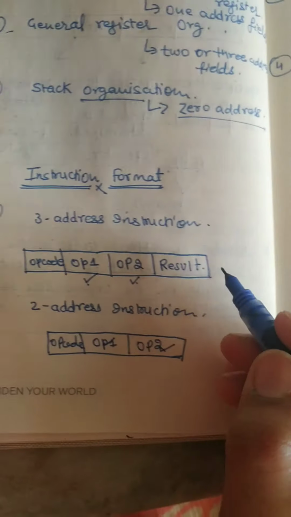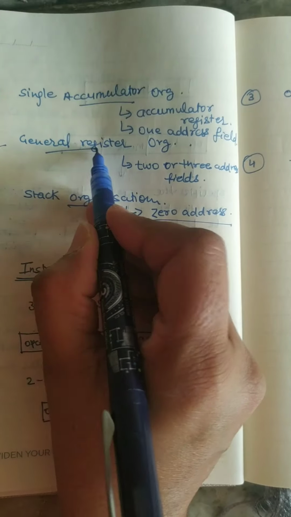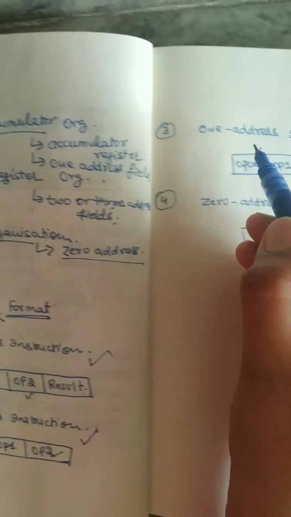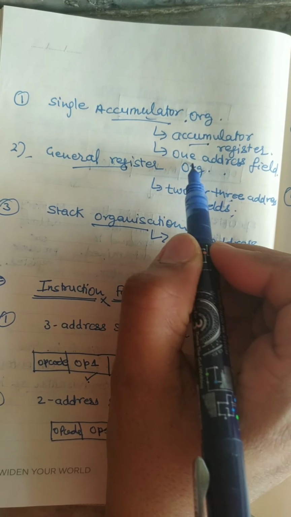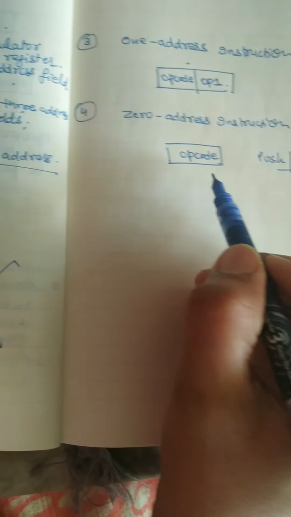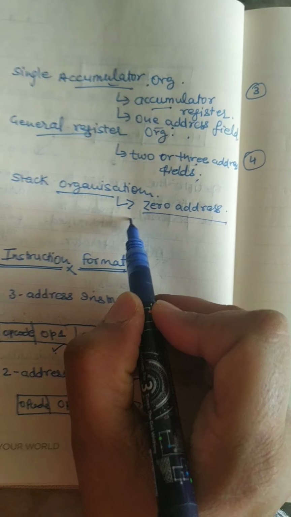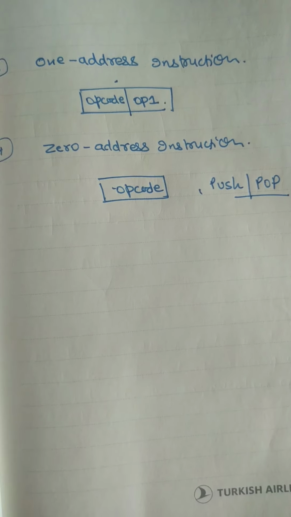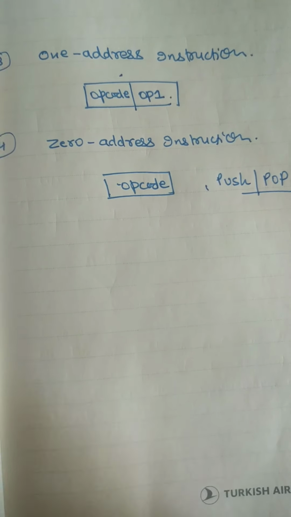So the 3 address instructions and 2 address instructions fall under the category of general register organization, in which an instruction may have 2 or 3 address fields, and 1 address instruction falls under the category of single accumulator organization, where we use only the accumulator register and 1 address field. And 0 address instructions fall under the category of stack organization, in which we have 0 address field in our instruction. Now we can understand all these instruction formats with the help of a suitable example.